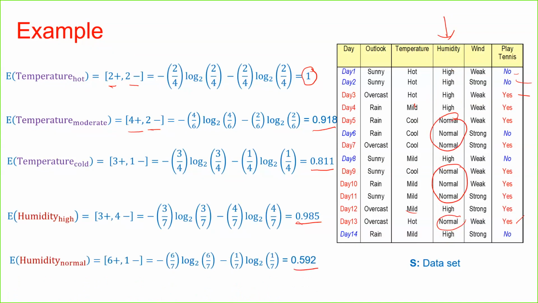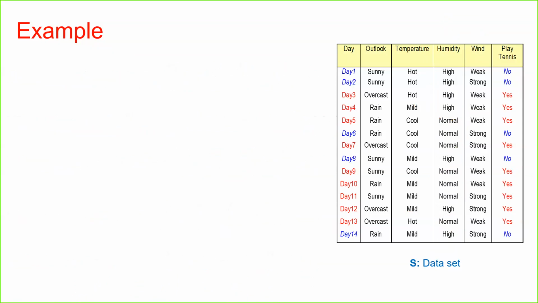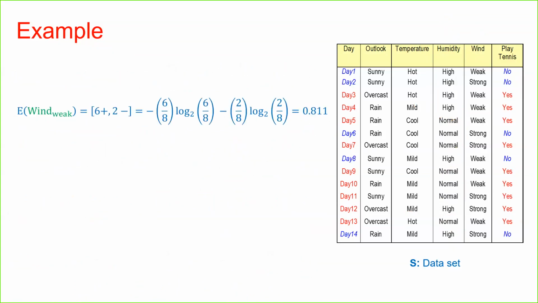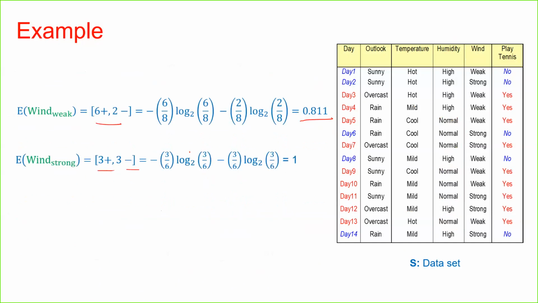The next one is the wind. Compute the wind. How many possible values? Wind strong, wind weak. 2. Wind weak: 6 positive, 2 negative, 0.811. Wind strong: 3 positive, 3 negative, it is 1. So we have computed entropy with respect to each and every attribute split.